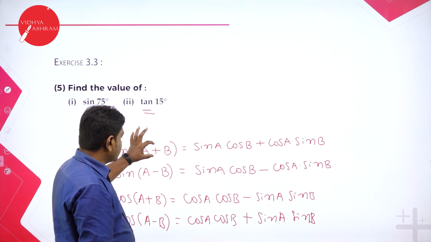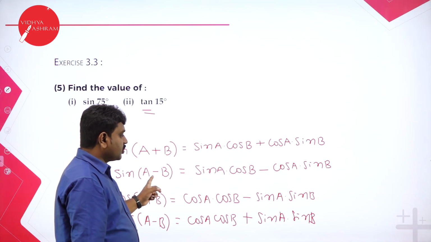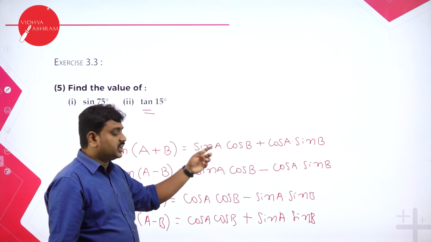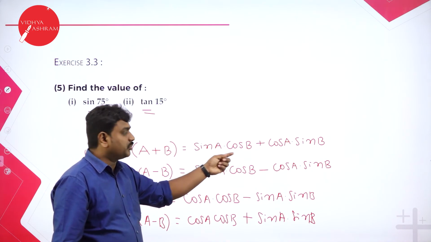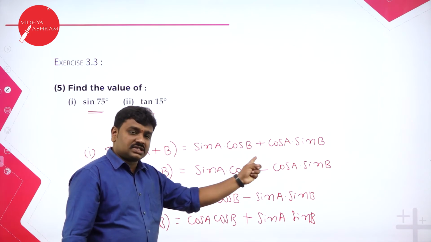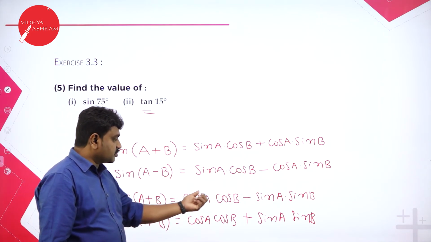In sine, if it is plus in the question, the answer also contains plus. If it is minus in the question, the answer also is minus. But one term sine, one term cos. One term is made up of sine and cos both. Sine A cos B plus cos A sin B. What is sine of A minus B? Sine A cos B minus cos A sin B. And what is cos of A plus B? Cos A cos B minus sin A sin B.